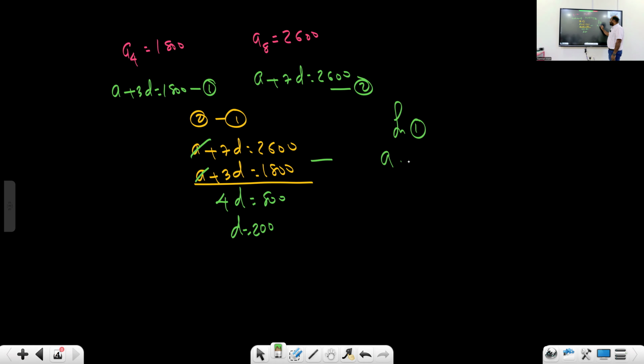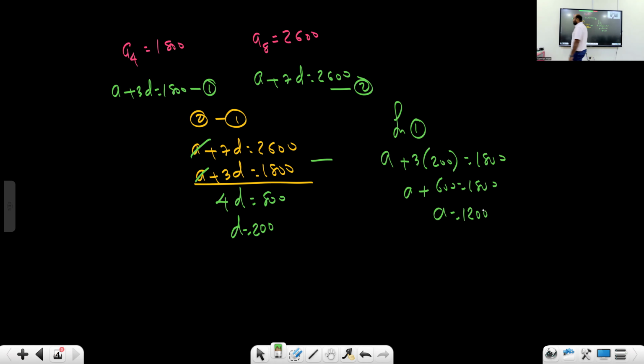A plus 3 into 200 equal to 1800. I substituted in first equation. A plus 600 equal to 1800. A equal to how much? Now we can answer it one by one.